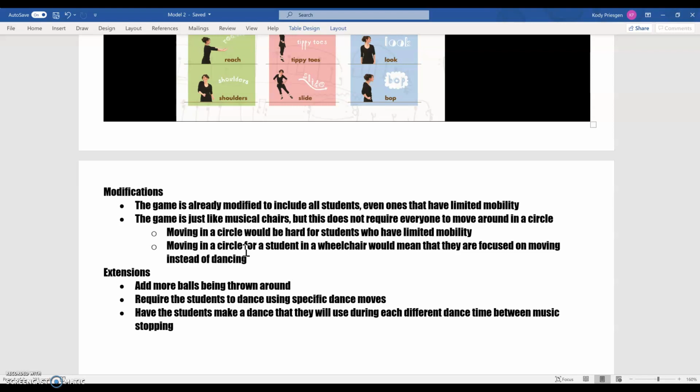And then you have the students make a dance that they will use during each different time between music stoppings. So that's kind of the same thing I just said, except they make up their own dance moves beforehand.